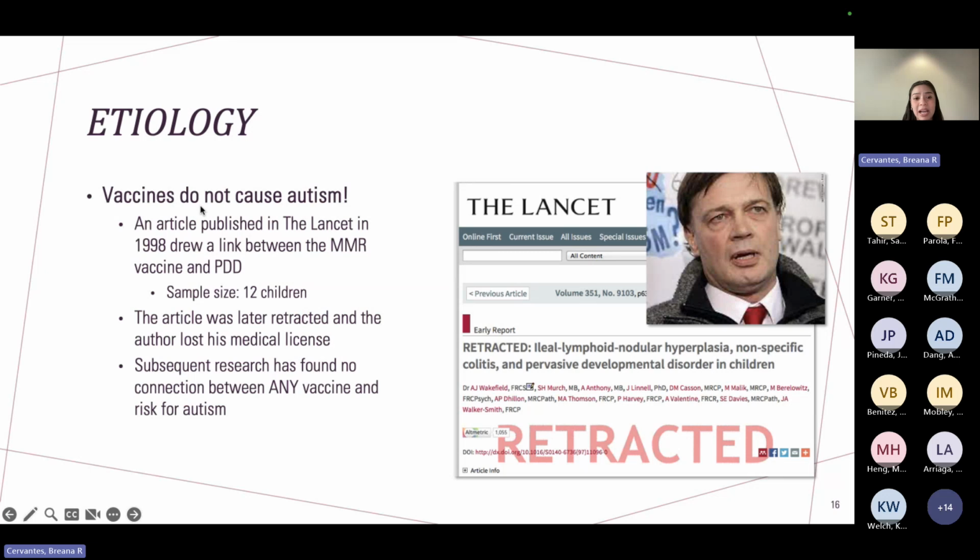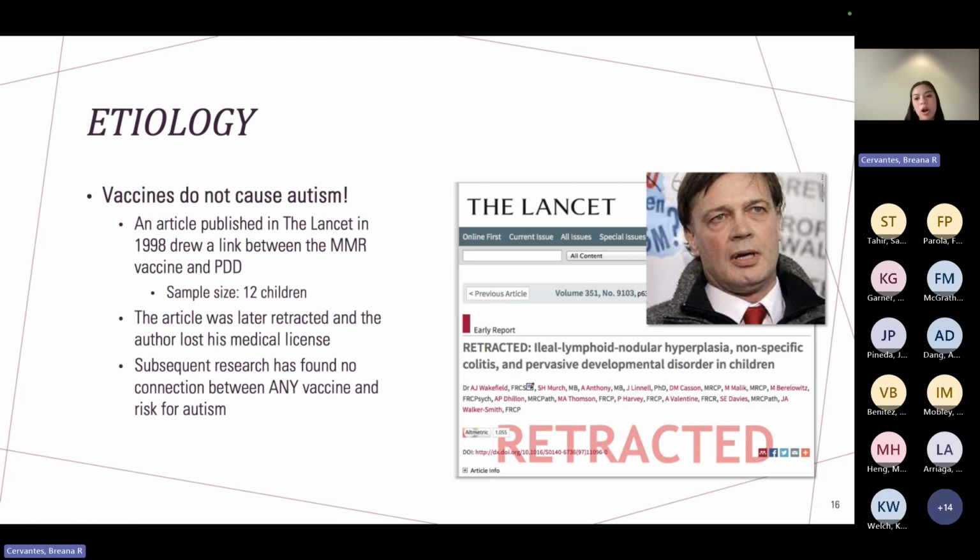It was really bad science. There were only 12 children in the study. The doctor lost his medical license because it's untrue. And there's been a lot of research literally in the last 2 decades and more trying to show evidence that that is not the case, that vaccines are not associated with any risk for autism.